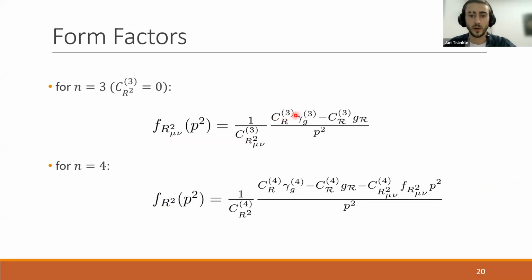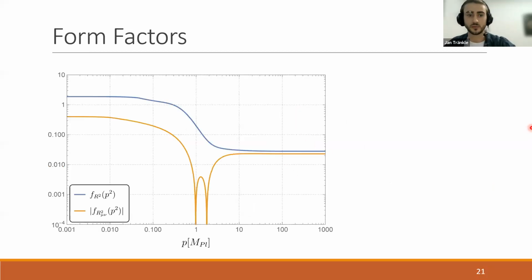And by now inserting our numerical data for these couplings, this is what we get for the form factors. So in blue, I'm plotting the R² form factor, and in orange, the R-mu² form factor. And we see that in the infrared, so at low momenta, both go to constant values. And the same thing happens in the ultraviolet at high energies. And we also see that the R² form factor is always larger in magnitude than the same for the Ricci tensor form factor. And let me also note the Ricci tensor is plotted here as the absolute value, because in fact, this is negative, except for this little part here around the Planck scale.